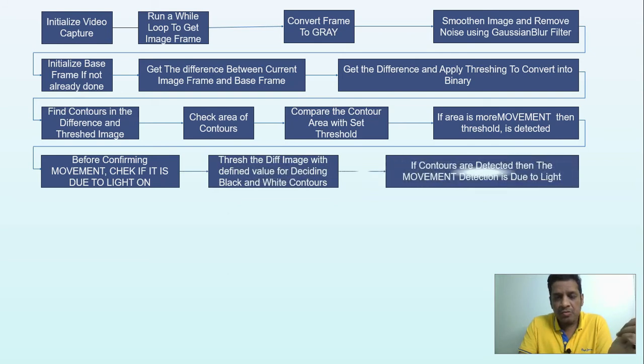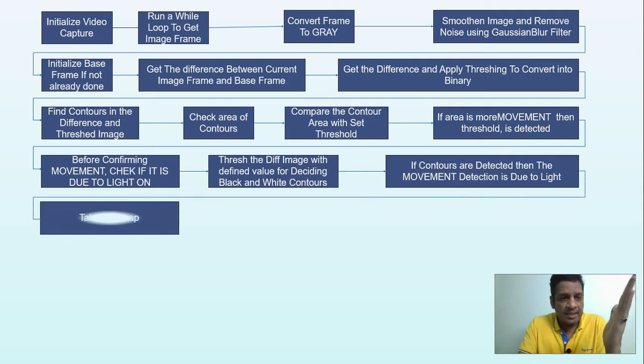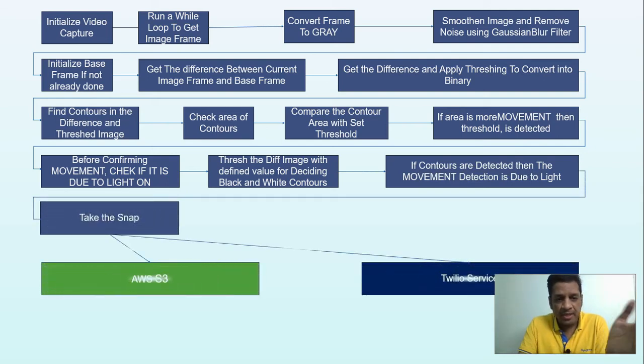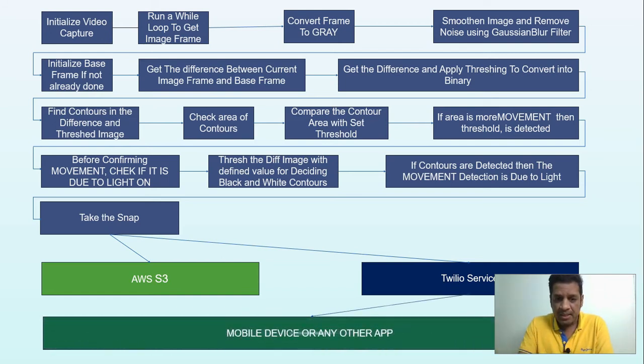So once you conclude that lights have been turned on, you can take a snap of it and then send it to AWS for storing in an S3 bucket. At the same time, you can use the Twilio service to send out the message to the end user along with the time and the picture of the image taken at that point of time. So this is how the entire thing is going to work. Now after this, let's get into the code and see how the entire thing is going to be implemented. Let's move ahead.